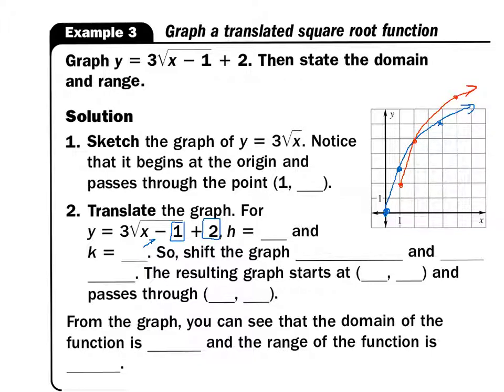Now, be real careful that you don't pull this graph down here, because it doesn't go down here. That would give us a negative number under the radical sign. So it starts at this point right here and goes up this way forever. Okay?